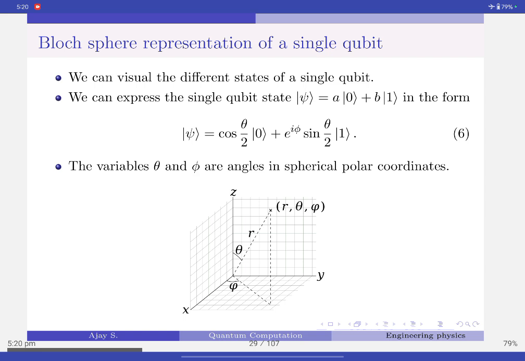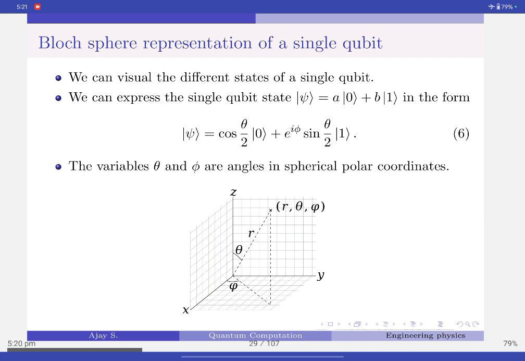So the single qubit state ket psi is equal to a ket 0 plus b ket 1. This can be written in terms of spherical polar coordinates theta and phi. The variables theta and phi are angles in spherical polar coordinates. You can see the diagram there.